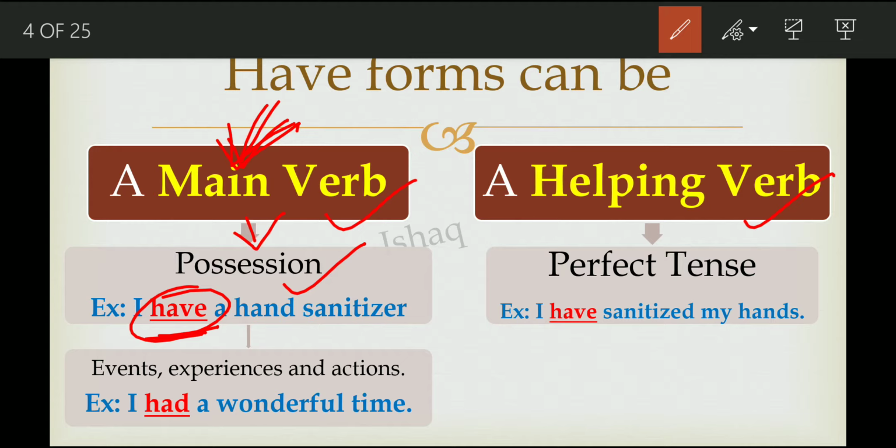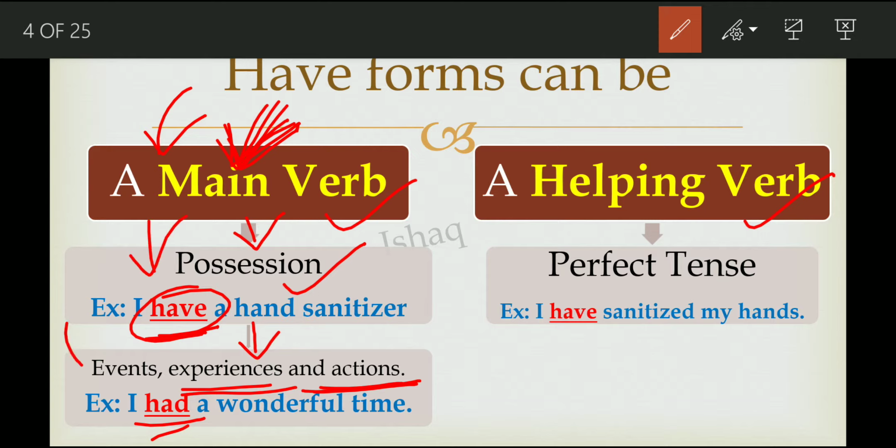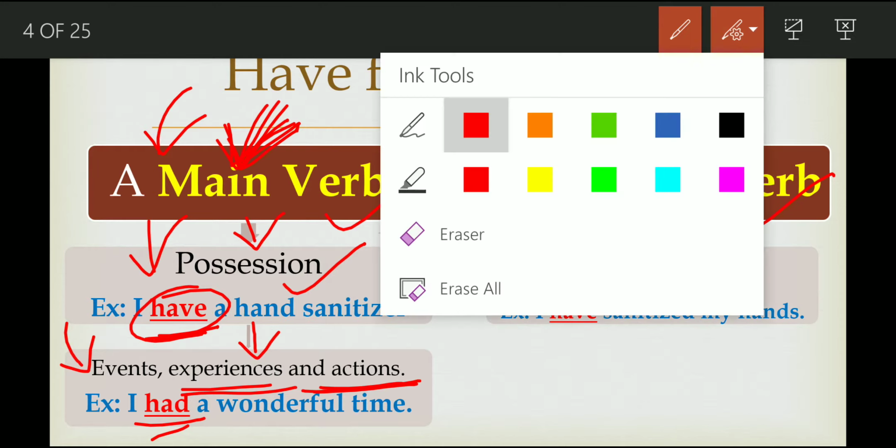And also for events or experiences or actions, to tell that also we use have as a main verb. So any experience: I had a wonderful time. Here this had is not a helping verb, but it is acting as a main verb to tell any experiences or actions. So what we have seen is have forms being used as a main verb to tell possession or even actions, experiences, or events. Clear till here?